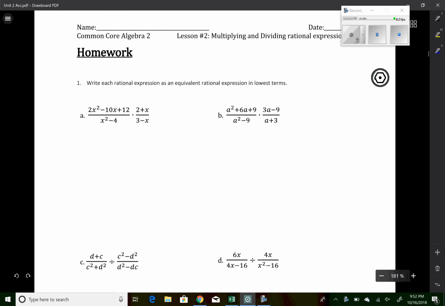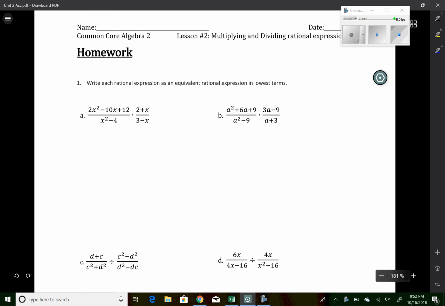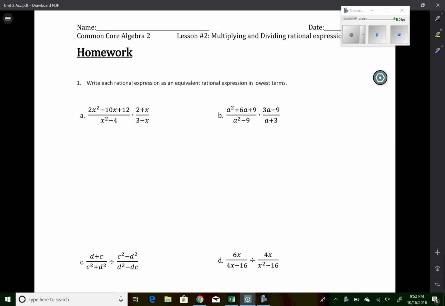All right, everybody, welcome to the video here for lesson number 2. So for lesson number 2 in Unit 2, we learned how to take what we learned in lesson 1, which was simplifying rational expressions, and use that to multiply and divide rational expressions. It's essentially the same exact thing. So let's take a look at number 1a.